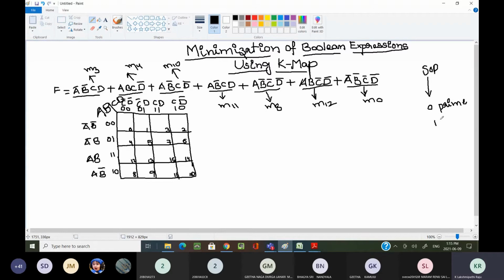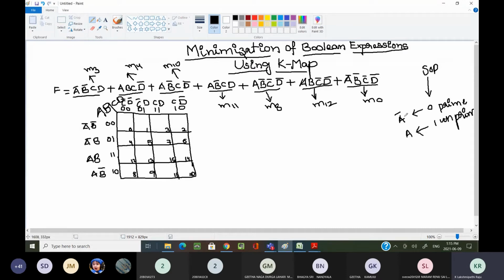Sir, what do you mean by prime and unprime? Prime is nothing but the complement form of that particular literal or variable. Suppose you see a variable A dash, in place of A dash you can write 0. If you see variable A, in place of A you can write 1.